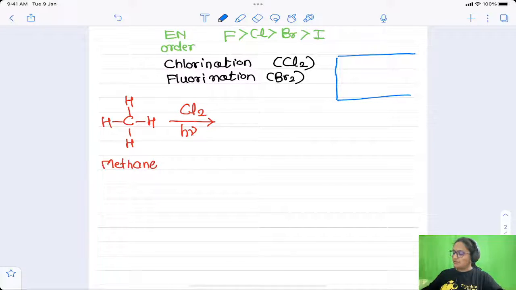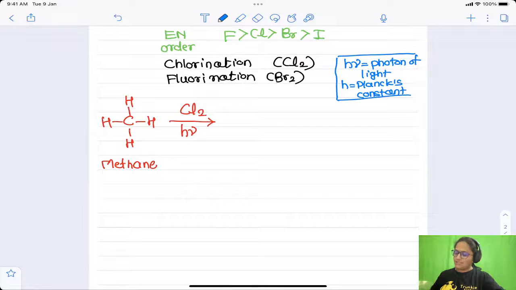H nu means photon of light. Here H is the Planck's constant, and nu is the frequency of that light, right? So H nu, whenever we carry out the reaction in the presence of sunlight, at that time we write down H nu on the reaction arrow. H nu stands for sunlight. And chlorination is performed in the presence of sunlight, right?